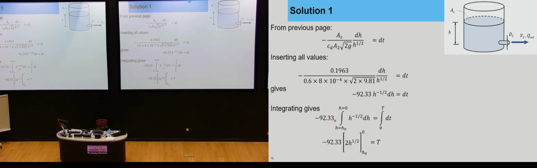So here I have integrated it, so this integrated with respect to time just gives me t, and so between 0 and t, this gives me capital T. And then here I have integrated h to the minus half with respect to h, and I evaluate that between h0 and 0, and this gives me my final time of 165 seconds.